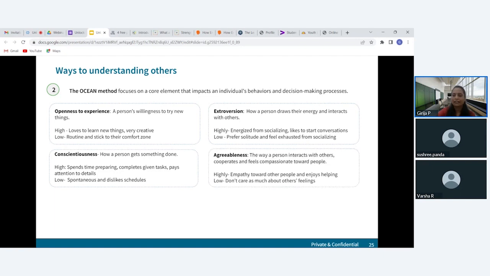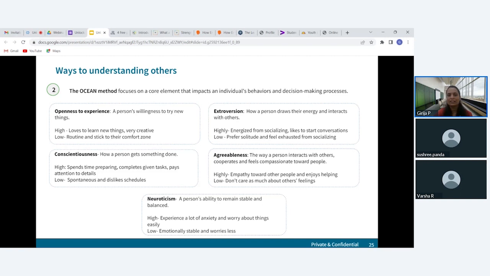Another personality trait we have is agreeableness. A person who likes to cooperate and feel compassionate toward other people. People who are highly agreeable have empathy toward other people and enjoy helping others, and a person with low agreeableness doesn't care much about what the other person is feeling. Last but not least, we have neuroticism. A person who remains stable in every situation knows how to balance their emotions. A person with high neuroticism experiences anxiety and gets stressed in situations, while a person with low neuroticism is more stable in situations and worries less.